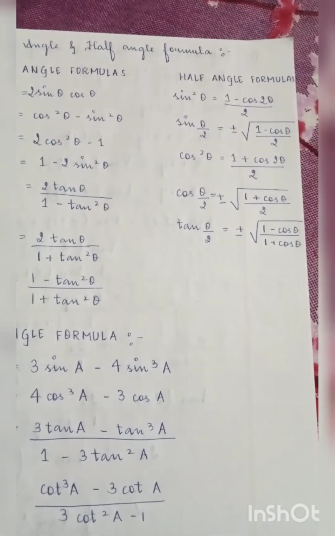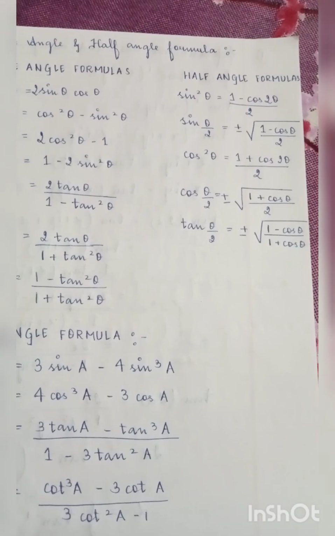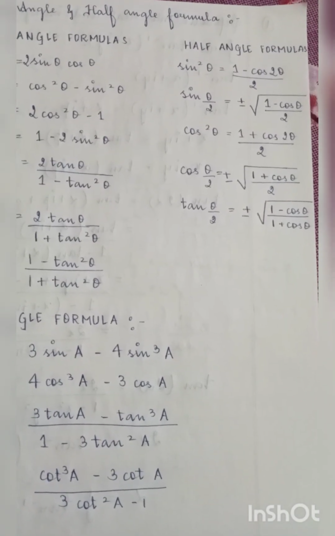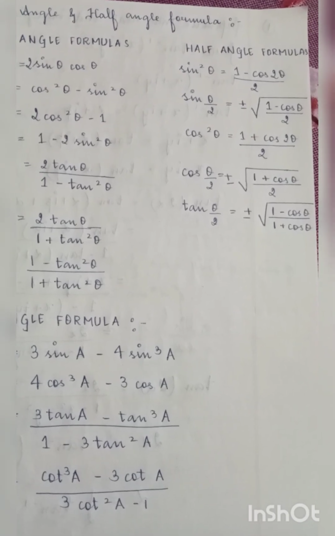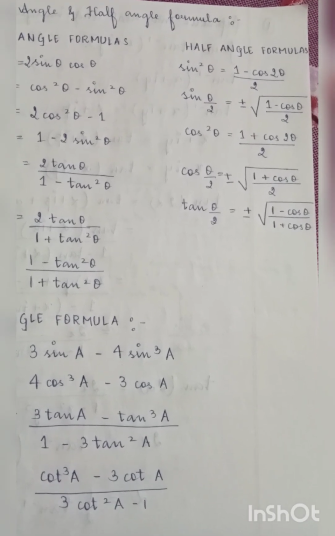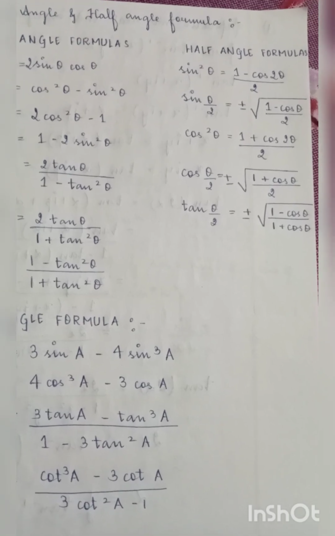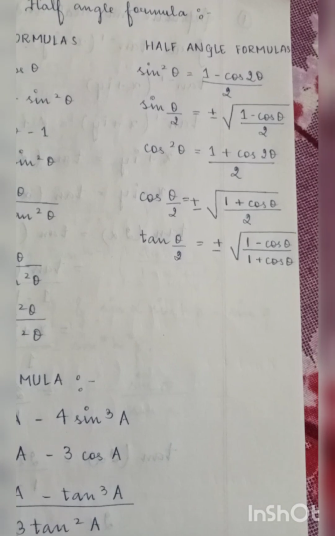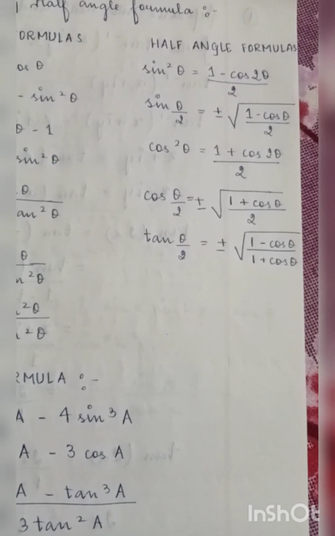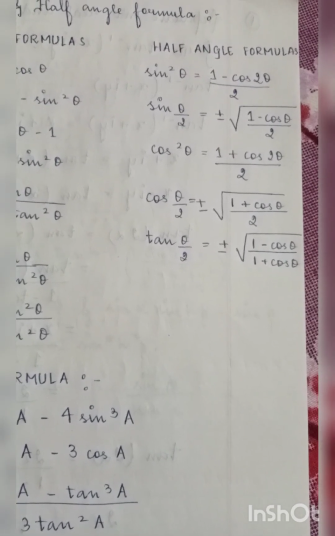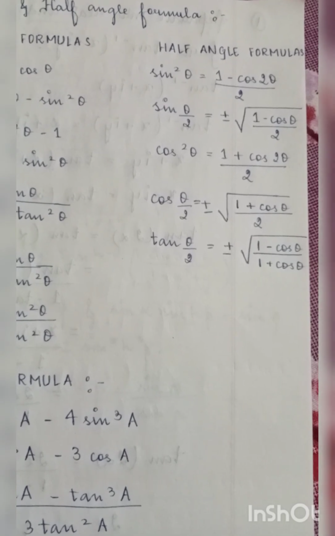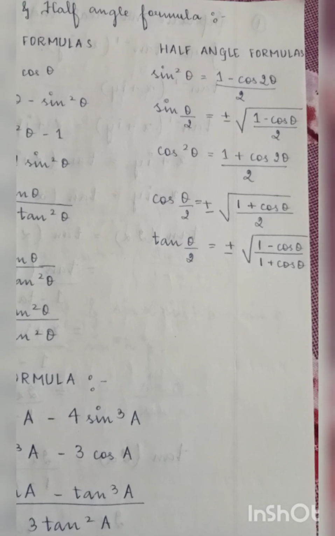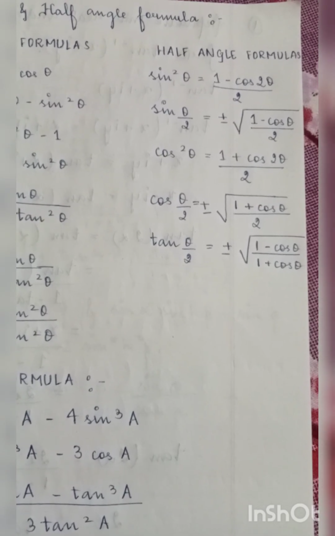Next, if we move on to the half angle formulas, sin square theta would be equal to 1 minus cos 2 theta divided by 2. So we can write sin theta by 2 as plus or minus root of 1 minus cos theta by 2. Similarly, cos square theta is 1 plus cos 2 theta divided by 2. So we can write cos theta by 2 as plus or minus root of 1 plus cos theta by 2.